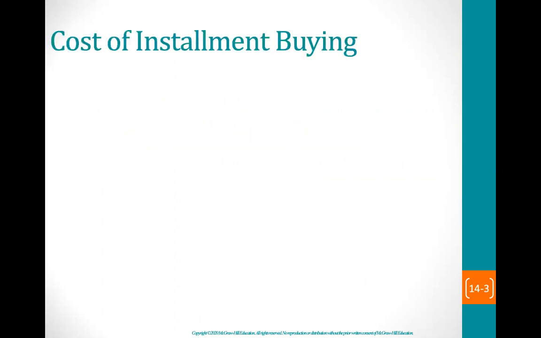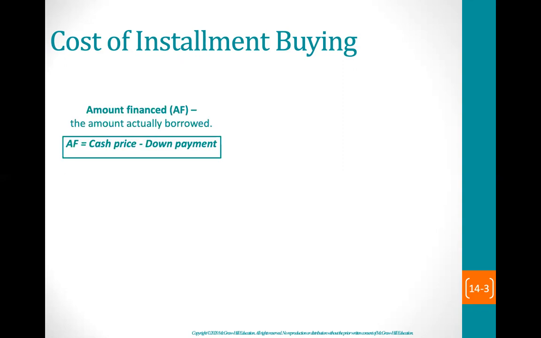Installment buying is a form of closed-end credit, and it can add a substantial amount to the cost of big-ticket items, such as vehicles. We follow the procedure of buying a pickup truck, including the amount financed, the finance charge, and the deferred payment price in our examples. So the first thing we discuss is the amount financed. The amount financed is the amount that you actually borrow to purchase something.